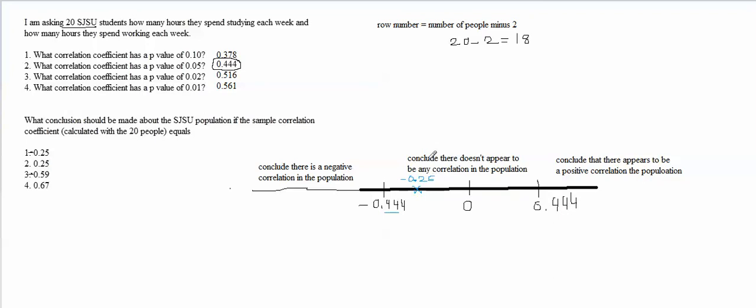Since it falls in the middle area, we conclude there doesn't appear to be any correlation in the population, meaning in this case the San Jose State population. So you can put your answer right here.